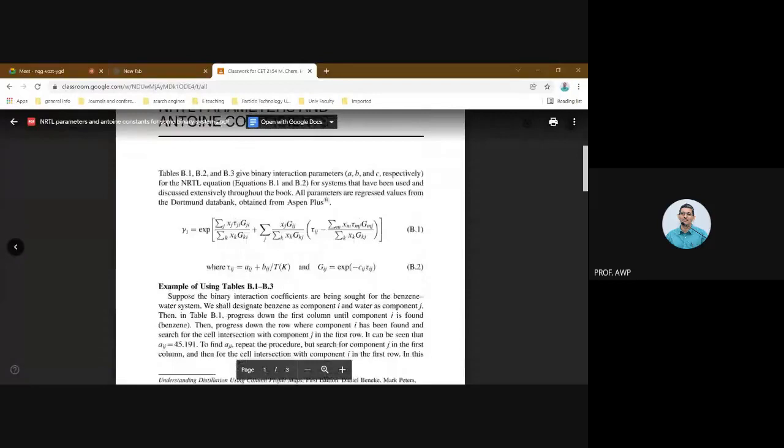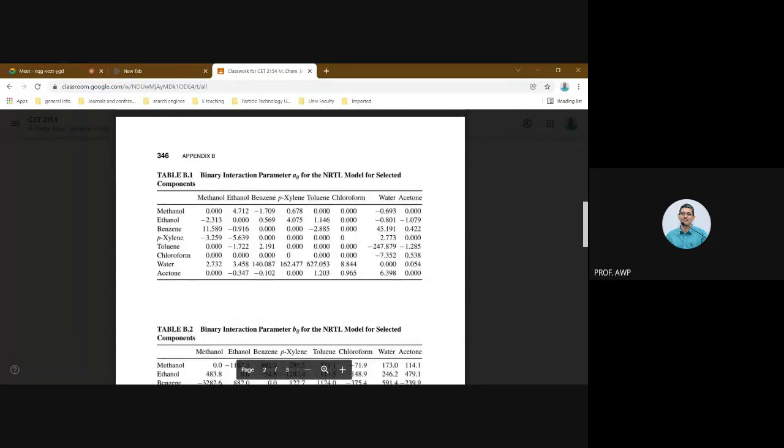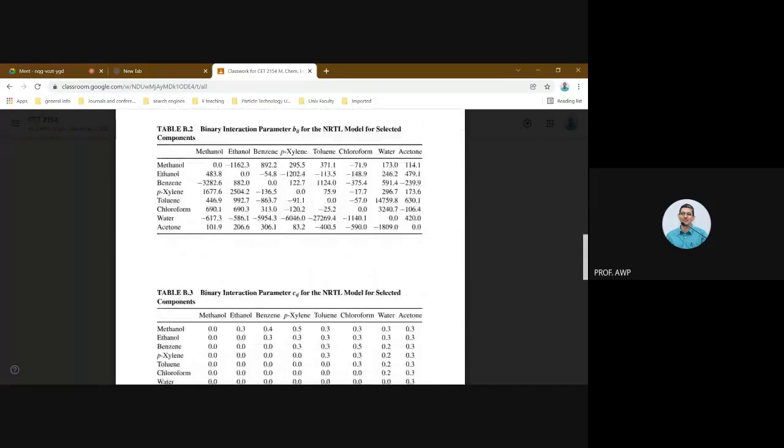So it gives you an NRTL model in terms of any ij. You can extend it to ternary, and you have all these components. You have the binary interaction parameters Aij, Bij, Cij, and you have the Antoine constants. This is one of the files.